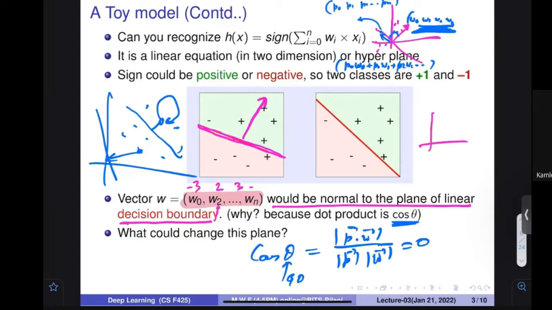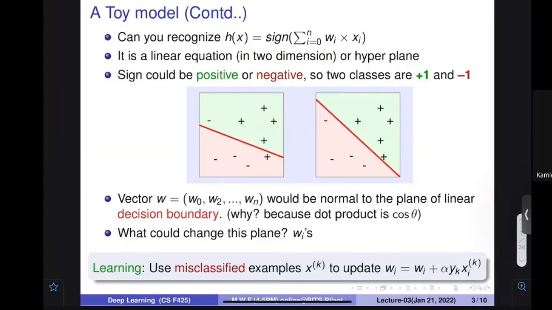Till now I have not talked about how to change these values. I'm just telling you that if you change the values of W, you are changing the separating hyperplane, and you can make it correct, because now you have a handle. If you can change the values of W, you can change the hyperplane and make things correct. Any questions on that? All right, so we have seen that if we can change the values of W, we are going to be better.